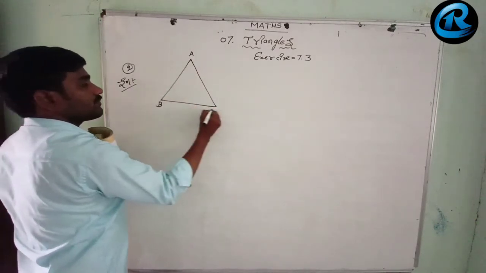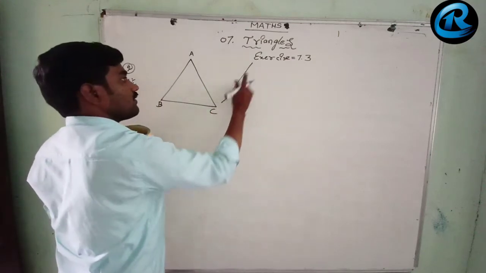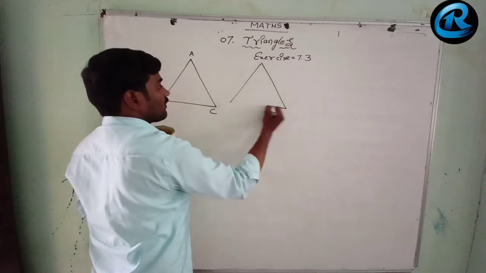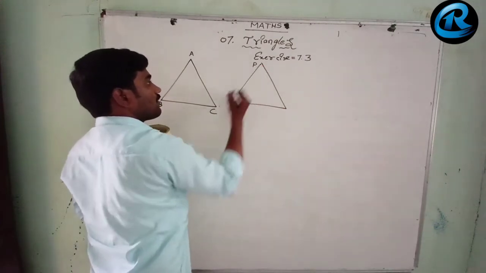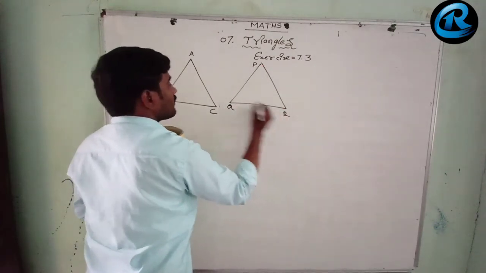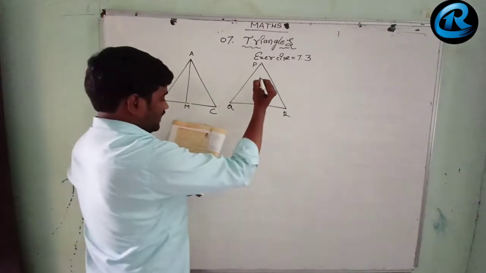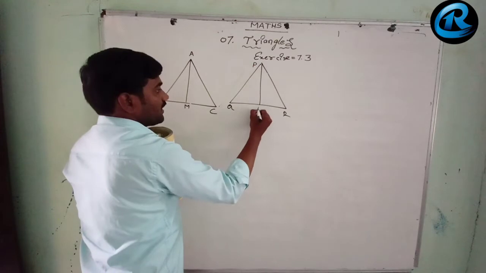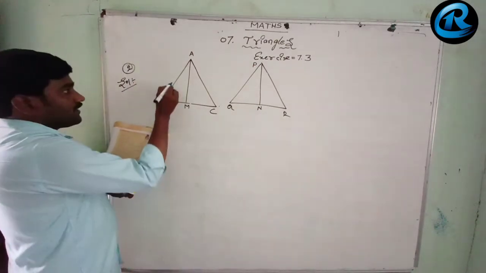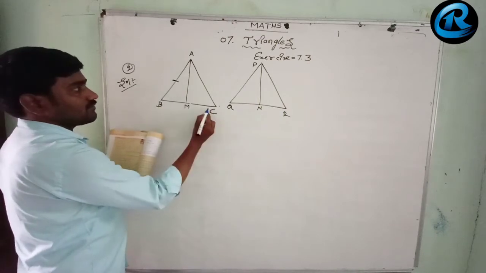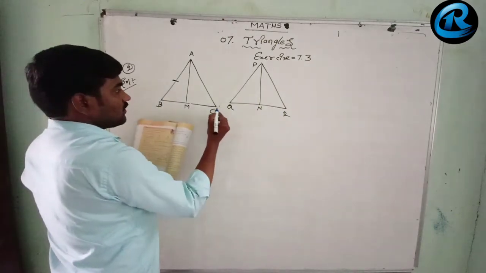Here ABC, here PQR, and median AM, here PN. So here two sides AB and BC are equal to, and AM.